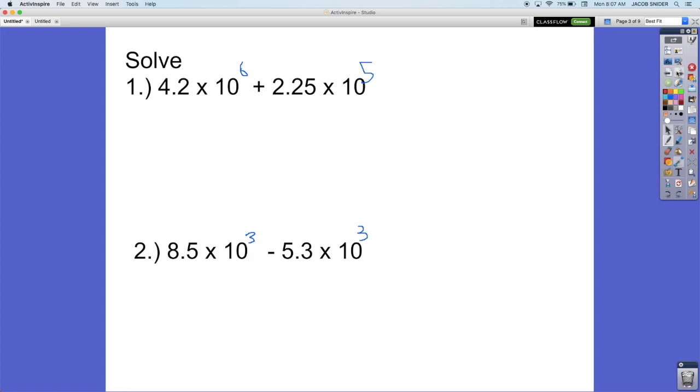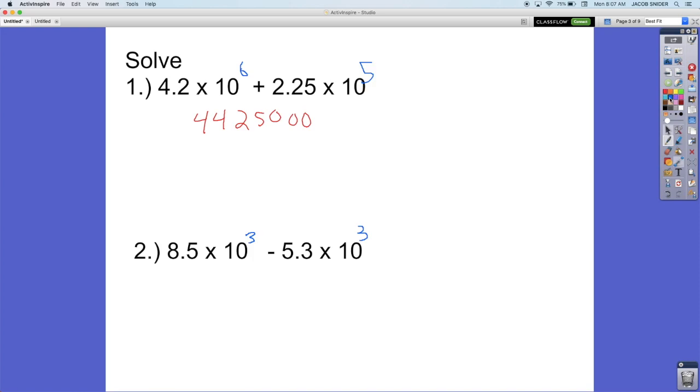So this is just simple. We're going to go 4.2 times 10 to the 6th plus 2.25 times 10 to the 5th. Now, you could get super complicated with this, and we could change them to standard form and then just add them together, but we're not going to. Okay, so my answer that I got was 4425000.